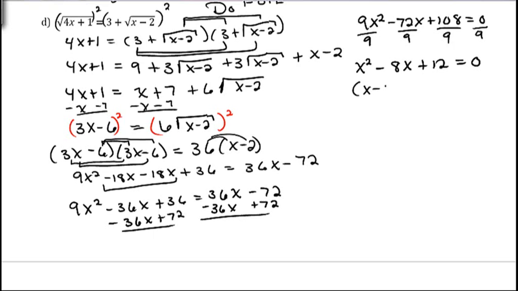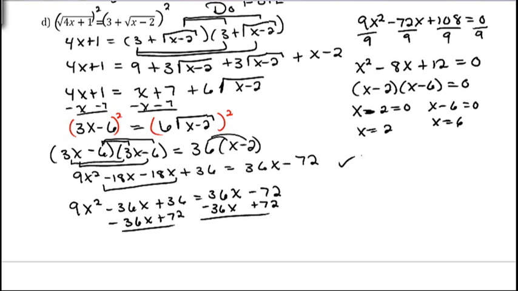This will factor as x minus 2 times x minus 6. So you want to factor 12 so that the sum will give you negative 8. So that's negative 2 and negative 6. They multiply to give me positive 12 and add together to give me negative 8. Then set each of your factors equal to 0. So x minus 2 equals 0 gives me x equals 2. And x minus 6 equals 0 gives me x equals 6.